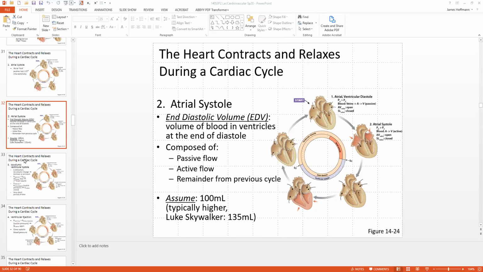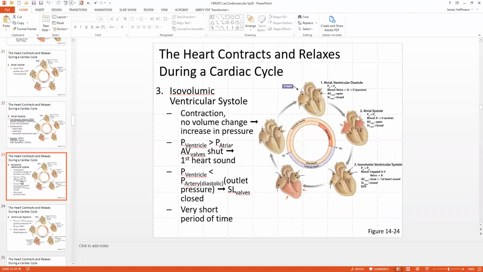But the end diastolic volume, right, is the volume of blood in the ventricles at the end of diastole, okay? To make our life easy, we're going to assume it's 100 mLs, although most people are probably higher. Obviously, it depends on body size and a number of other factors, but we're going to assume 100 mLs is not a bad number. So that's the amount of blood, the EDV, end diastolic volume, that you have in the ventricle. That's the amount of blood that's available to pump, basically, okay?